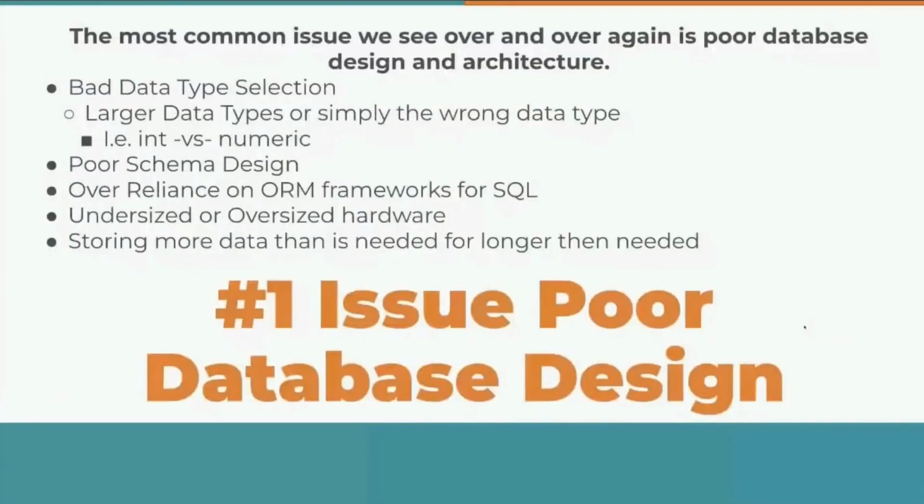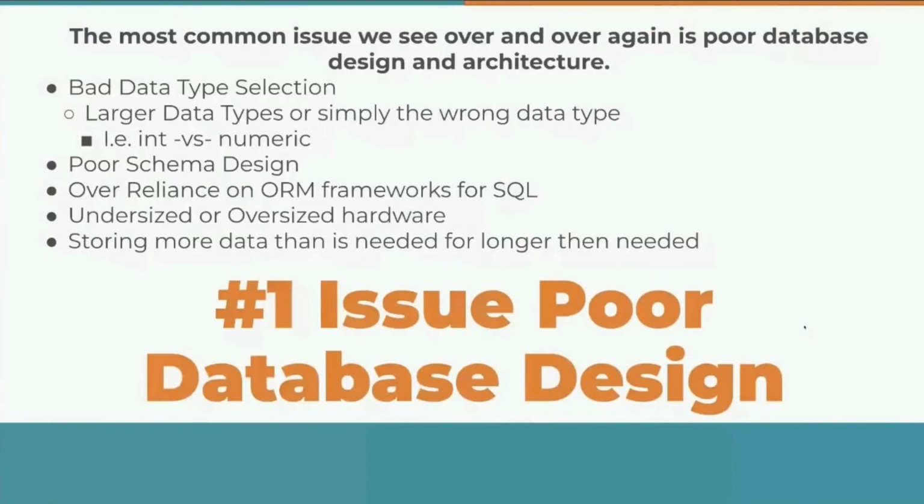Now, the number one issue we see when we're talking about database performance issues and scalability issues is design issues. And this is an over and over again problem, and it's really hard to get right. So when you look at this, you see, number one, things like bad data type selections, right? Using larger data types than you need, whether you're going to use an int versus a big int versus a numeric versus something else, poor schema design, over reliance on ORMs.